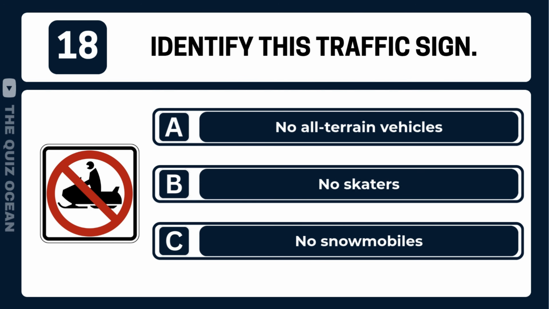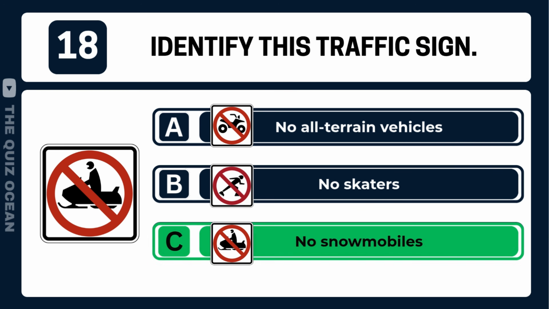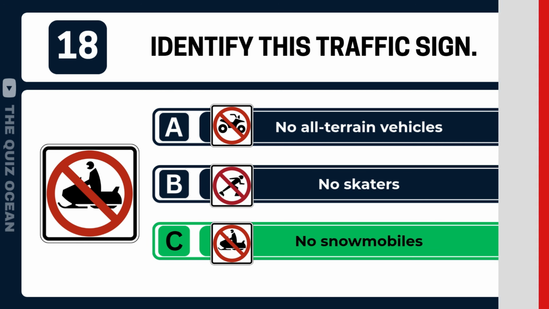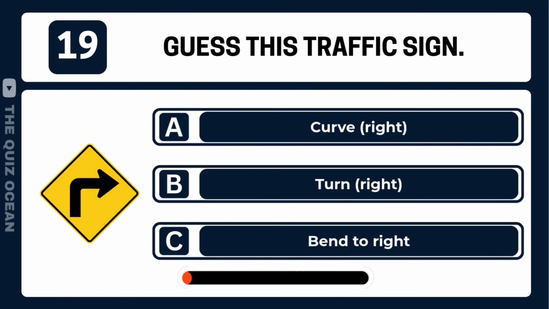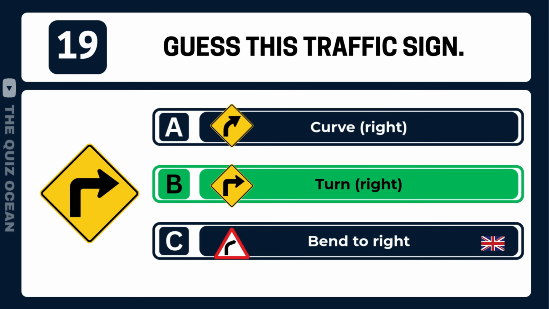Question 18. Identify this traffic sign. The answer is C. No snowmobiles. Question 19. Guess this traffic sign. The answer is B. Turn right.